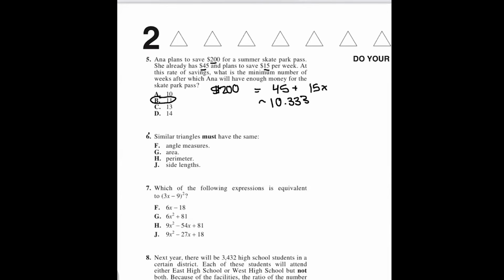Okay, on number six, similar triangles really mess up students, but what you need to know with similar triangles is that they have the same angles but different sides. So on this one, I pretty much just answered the question. Similar triangles must have the same angle measures.